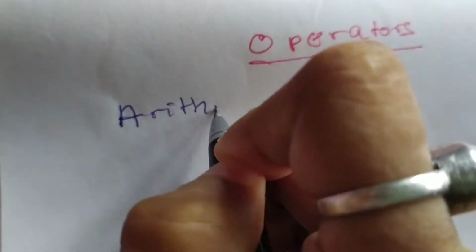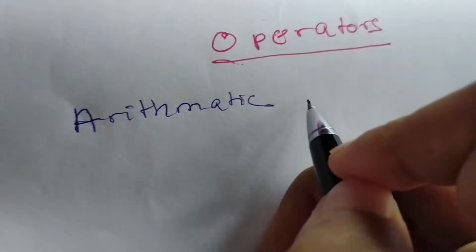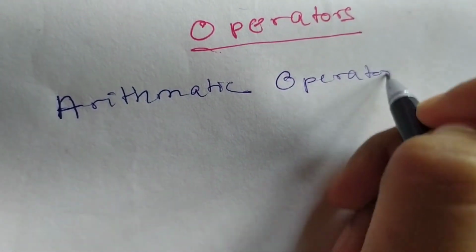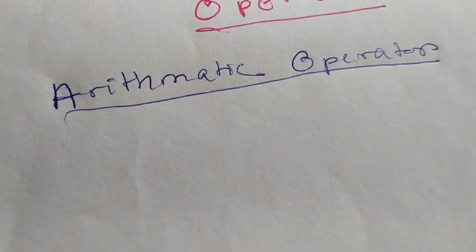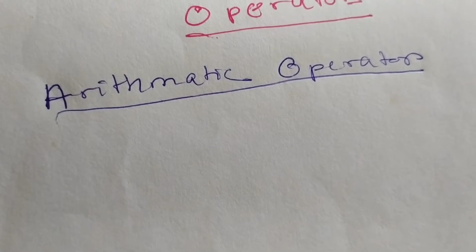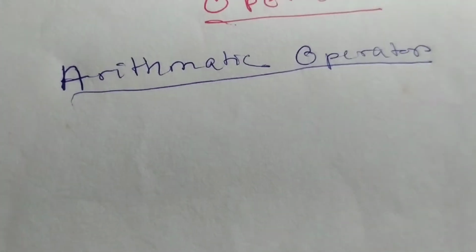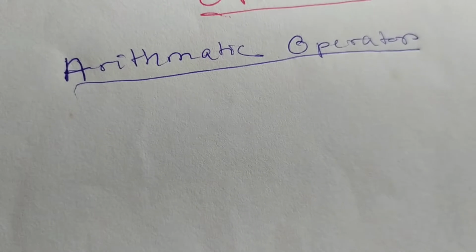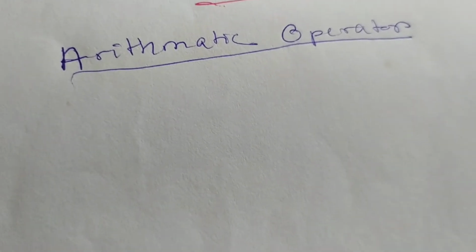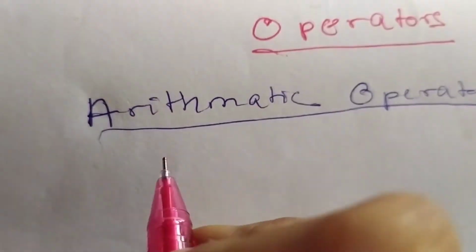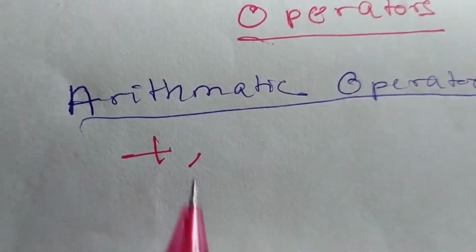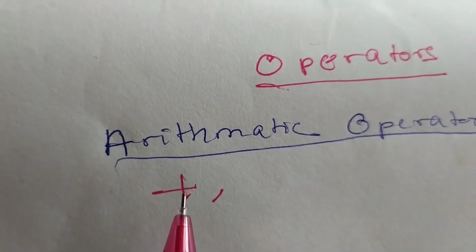Okay, so the first operator that I am going to discuss today is the arithmetic operator. Okay, so now what is the arithmetic operator? As the name designates, arithmetic operators are those operators that are used to do arithmetic calculations. It may be addition between numbers, or some multiplication, subtraction, or division. Okay, so the first arithmetic operator is the addition operator. It is designated by a plus sign. It is an addition operator.